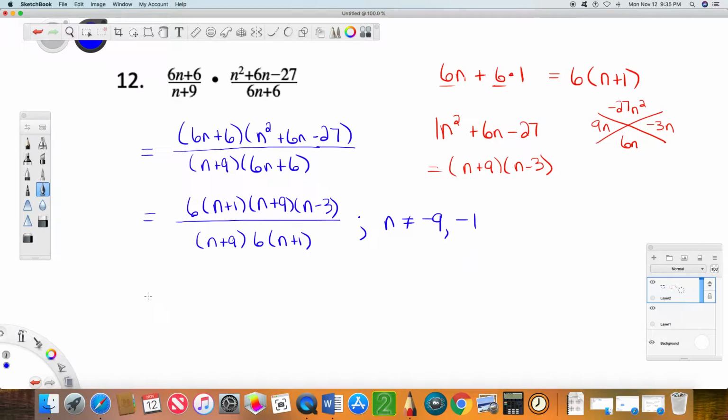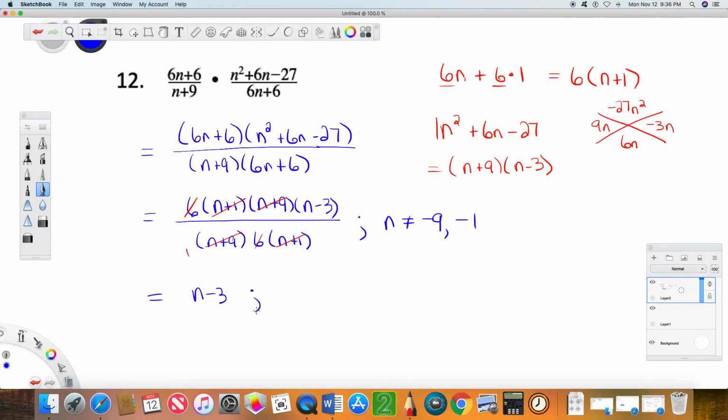So now let's look and see what factors are common with the numerator and denominator and cancel them. 6 divided by 6 is 1, so we say those cancel. n plus 1 and n plus 1, those are factors, and they cancel. And n plus 9 and n plus 9, those are factors, and they cancel. Well, this really reduced pretty nice. Because in the numerator, the only thing we have is n minus 3, and in the denominator, we just have 1. Well, n minus 3 divided by 1 is just n minus 3.